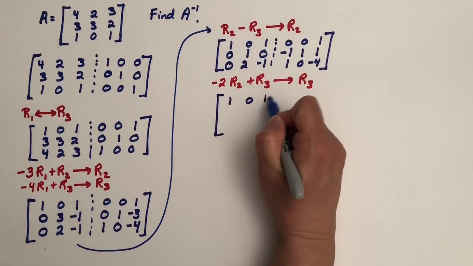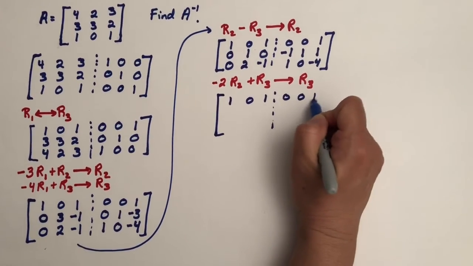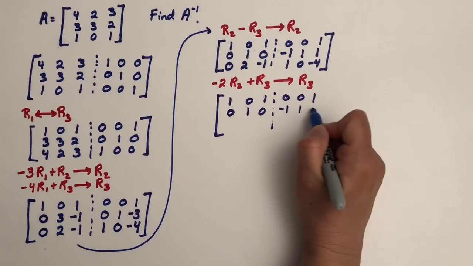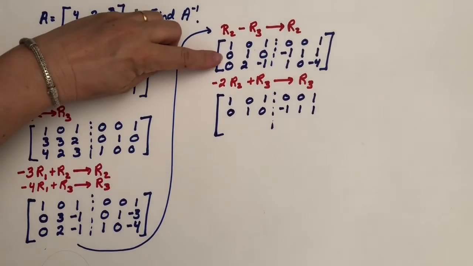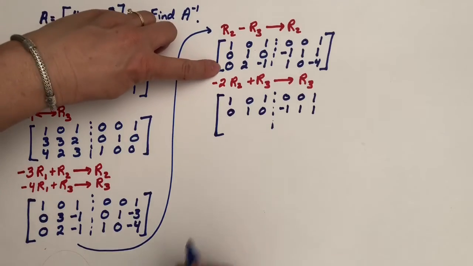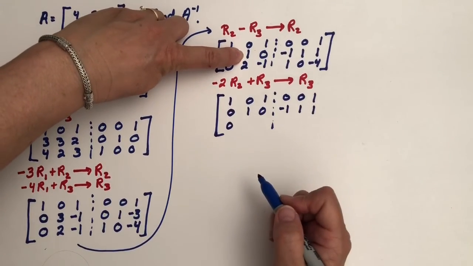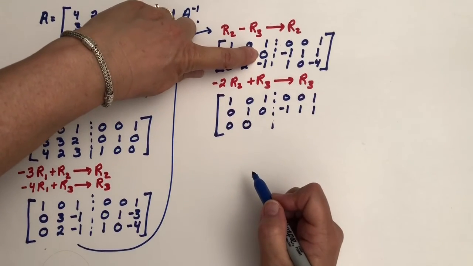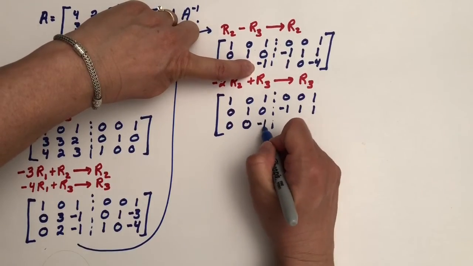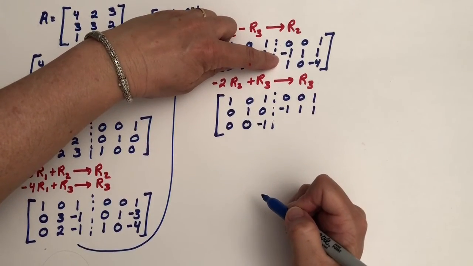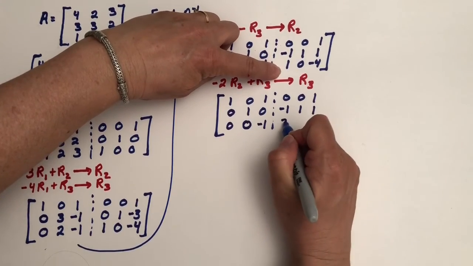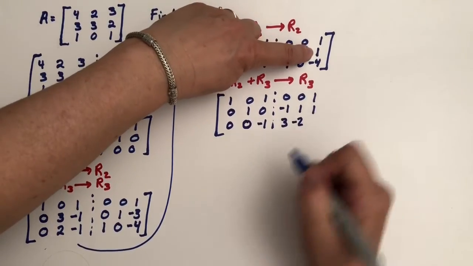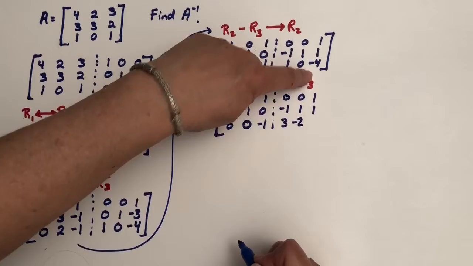First row is unchanged, as is the second row. And now here we go. -2 times 0 plus 0. -2 times 1 plus 2. -2 times 0 plus -1. -2 times -1 plus 1. -2 times 1 plus 0. Negative 2 times 1 plus negative 4.